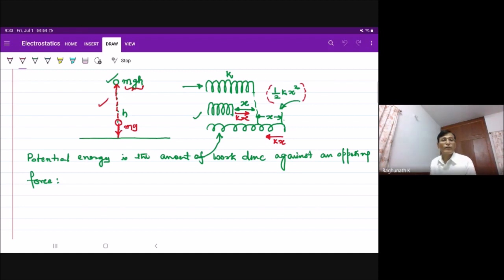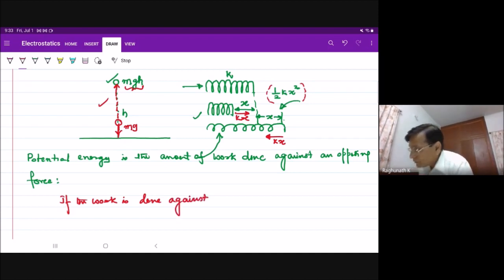Check it now. When we do the work against the field force, if the work is done against the field force, the object gets potential energy.